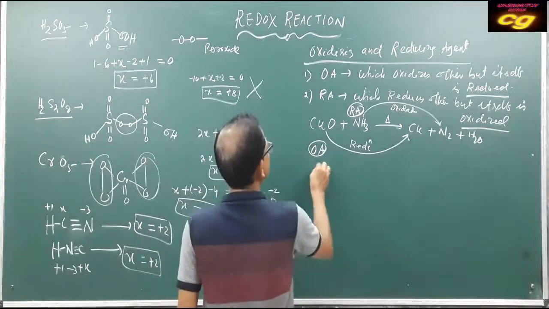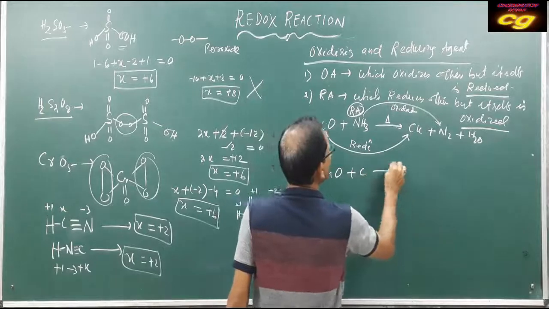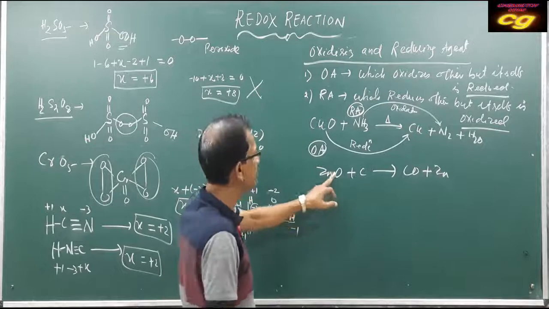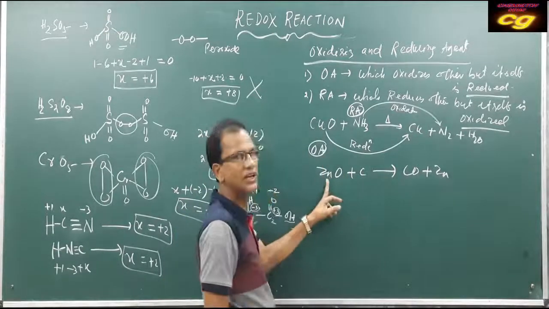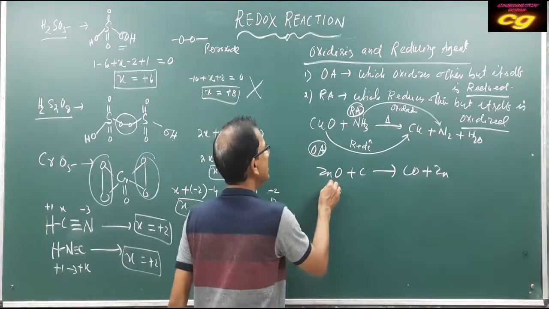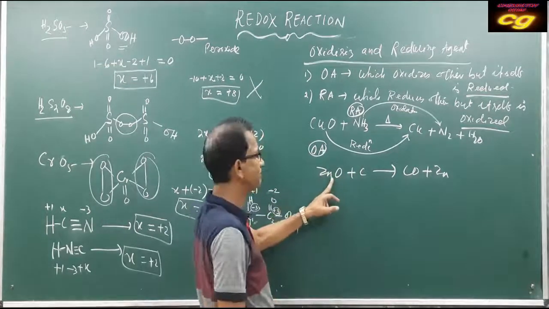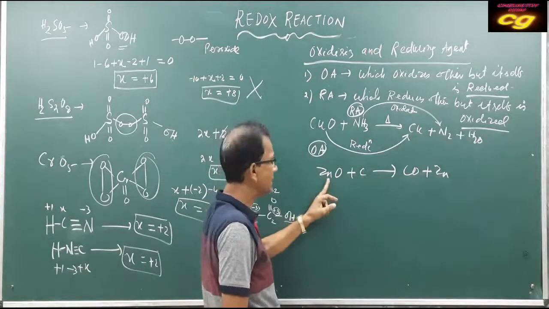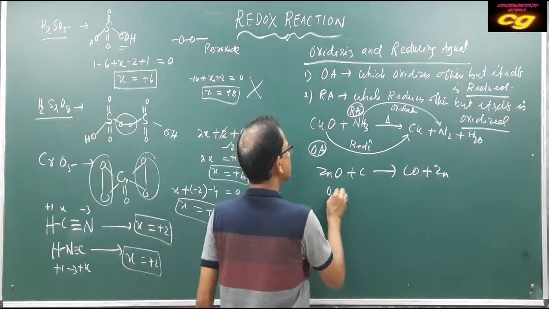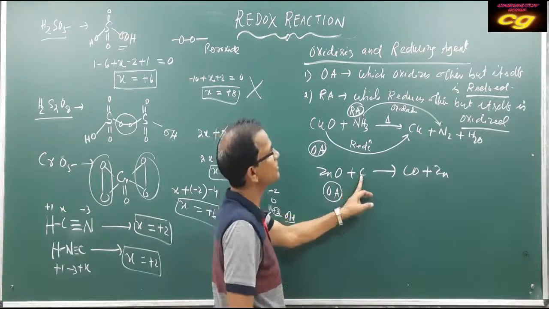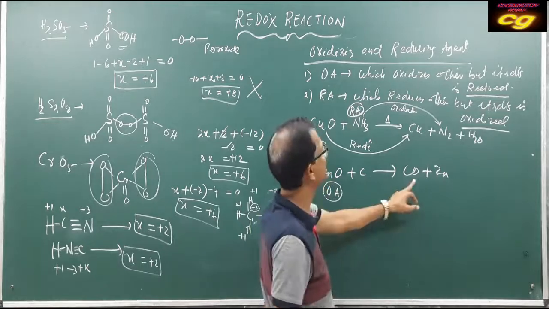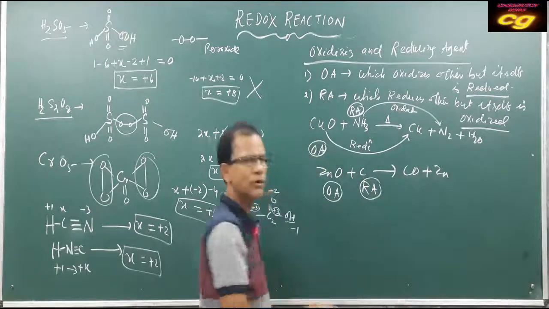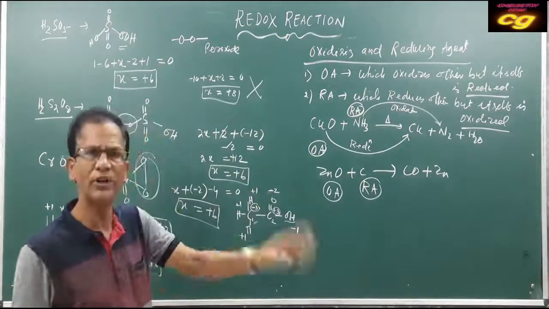For example, zinc oxide plus carbon changes to carbon monoxide plus zinc. Here zinc oxide to zinc is a reduction, loss of oxygen. Loss of oxygen means it is reduced. As it is reduced, it is an oxidizing agent. But carbon changes to carbon monoxide, so it is oxidized. As it is oxidized, it is a reducing agent. Just opposite.